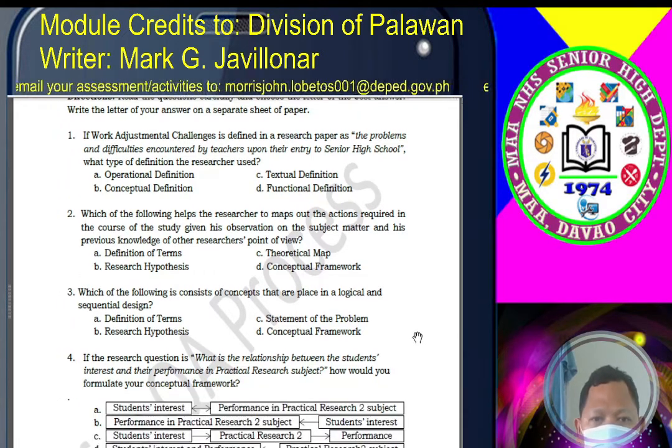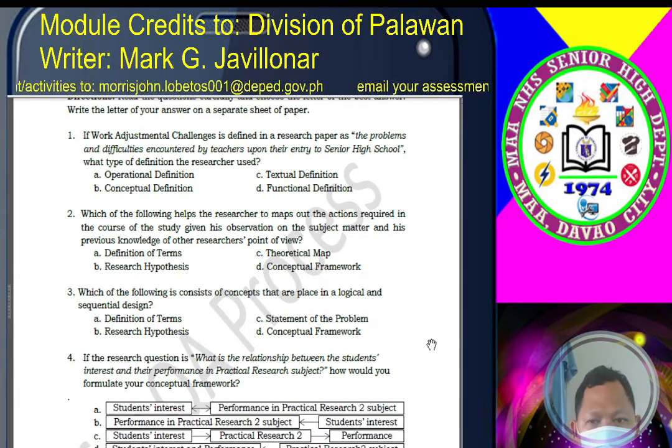Number 2. Which of the following helps the researcher to map out the action required in the course of the study, given his observation of the subject matter and his previous knowledge of the other researcher's point of view? A. Definition of terms. B. Research hypothesis. C. Theoretical map. D. Conceptual framework. The correct answer is letter D, conceptual framework.